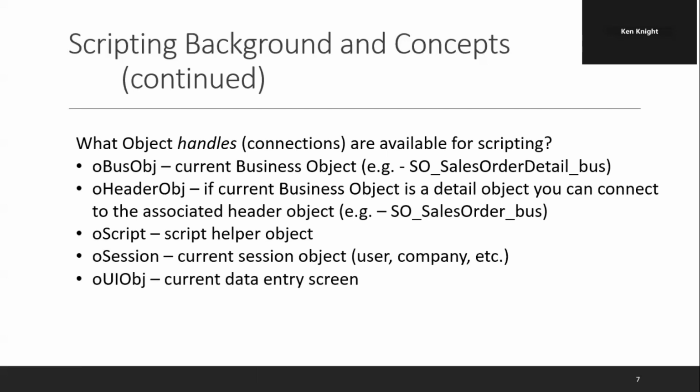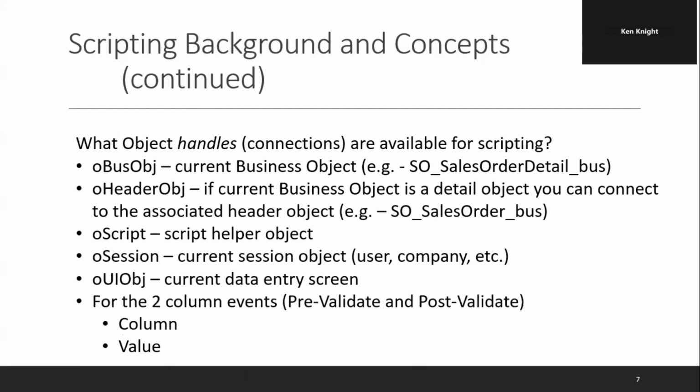As we had talked about, we have a connection to the data entry screen, the oUIObj. So we know what user interface, what data entry screen we're in. Is it sales order entry? Is it sales order invoice data entry? Is it customer maintenance? It's available to the script through this connection of oUIObj. Now, there are two column events, and I'm going to talk about events in a couple of slides. But for the two column events, we also have handles to the column itself and the value that's contained in it.